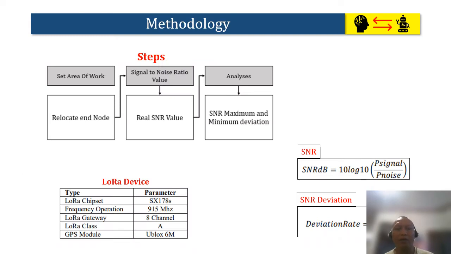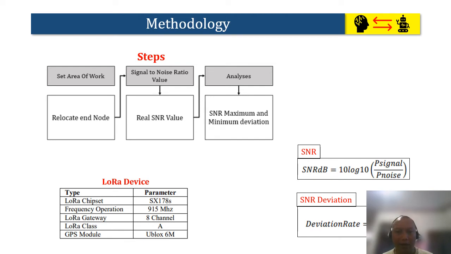To get more about the result, this is the methodology that we set. First is to set the area of experiments, the location, and we try to relocate the end nodes every time to see the value, and then we try to get the real SNR value from the site. And the last one is we analyze where is the highest level of the SNR and where is the lowest level of the SNR.